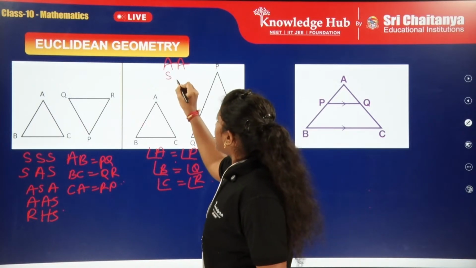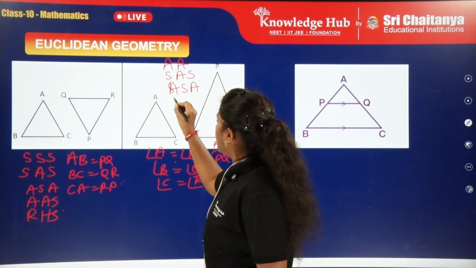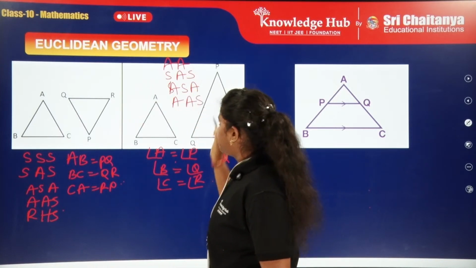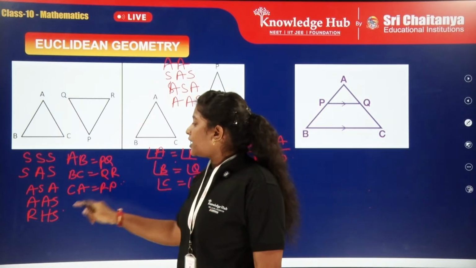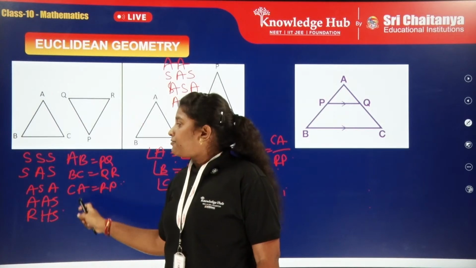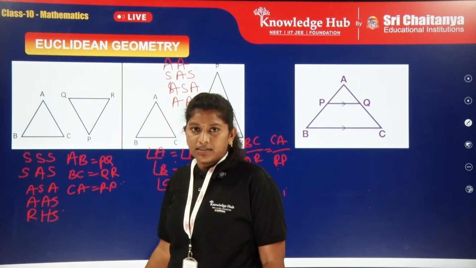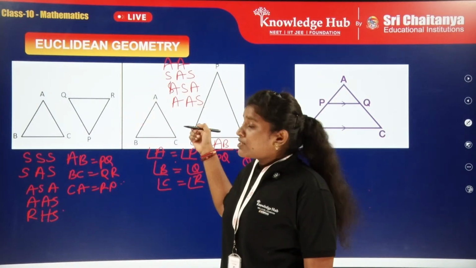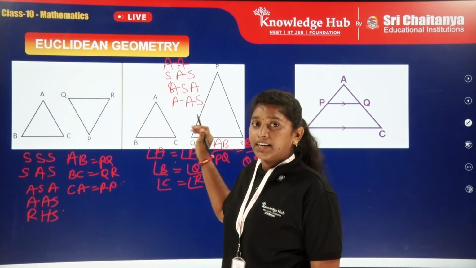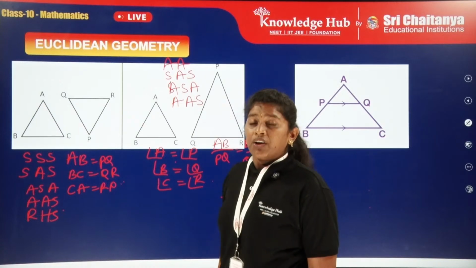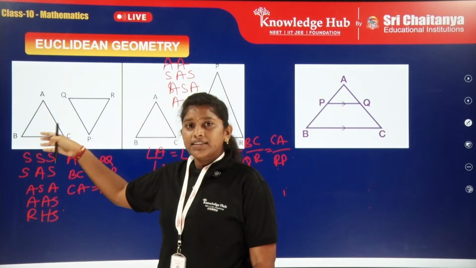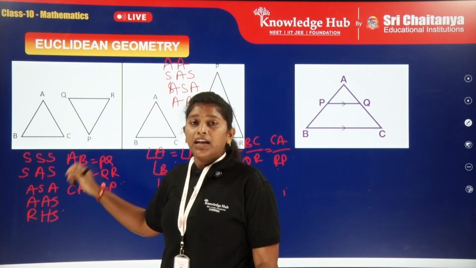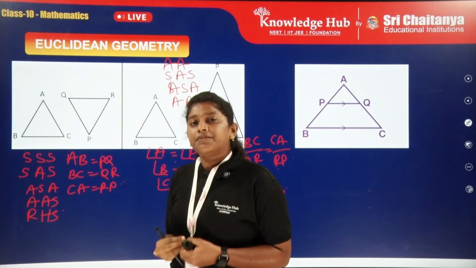Then after that we have side angle side, and then angle side angle. Okay. And then after that, angle side. So if you observe carefully, we do not have the angle criteria for the congruency of triangles, and we do not have the side criteria for the similarity. Why? Because if I consider my triangle with the three corresponding sides equal, there may be a chance of getting the angles as different.